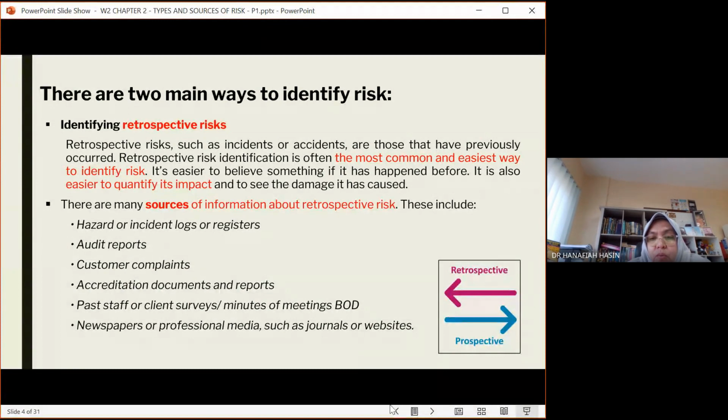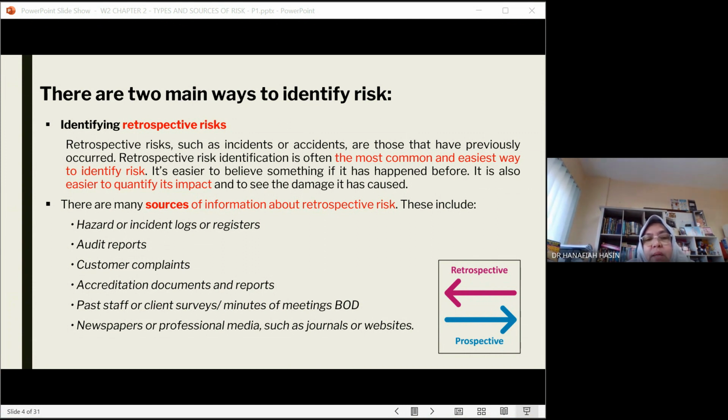We look at two ways of identifying risk. One is retrospective, and the second one is prospective. What is retrospective risk? Those are risks that have already occurred in the past. It has happened already, and they are often the most common and easiest way to identify risk. It is easier to believe that a risk can happen again. You know that it is going to happen again.